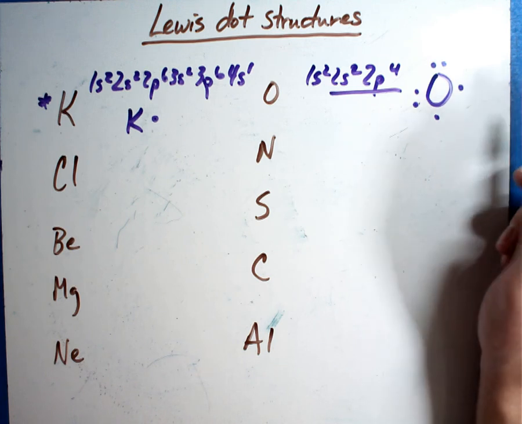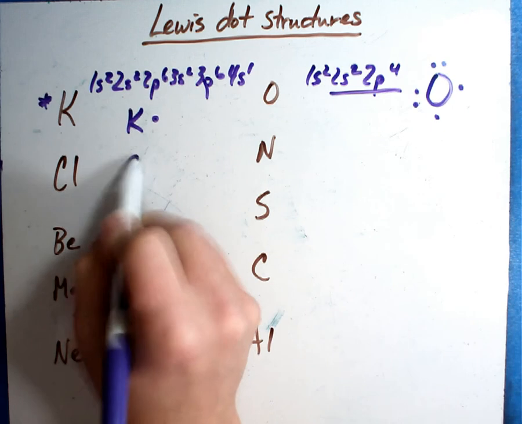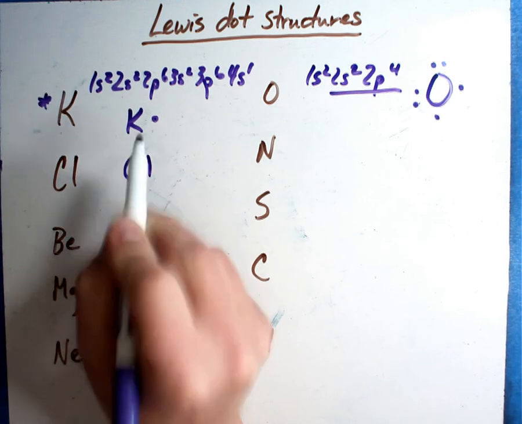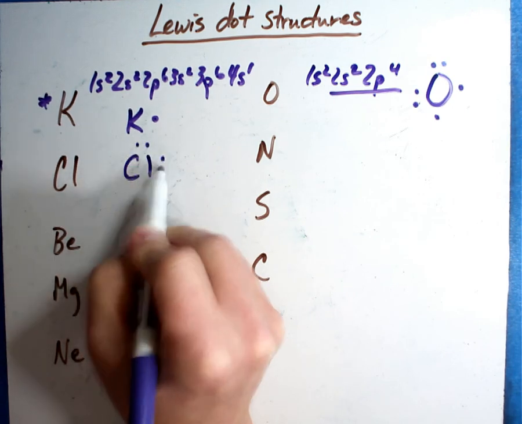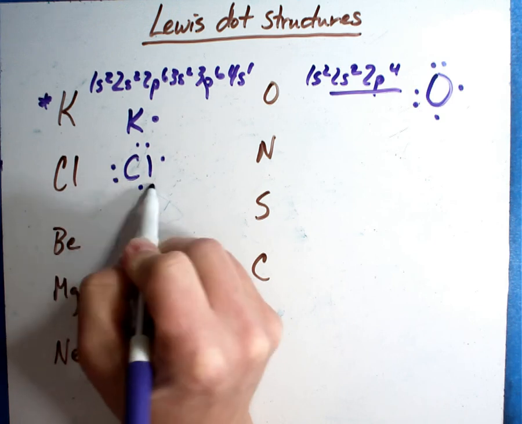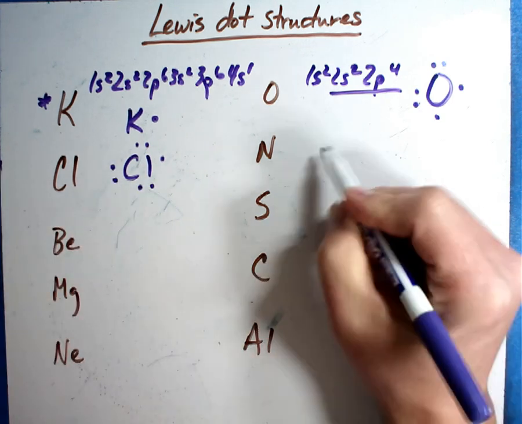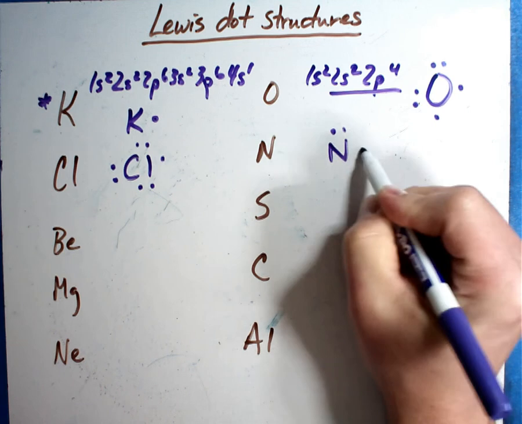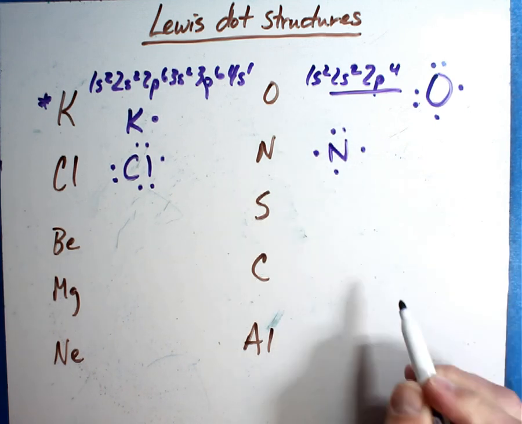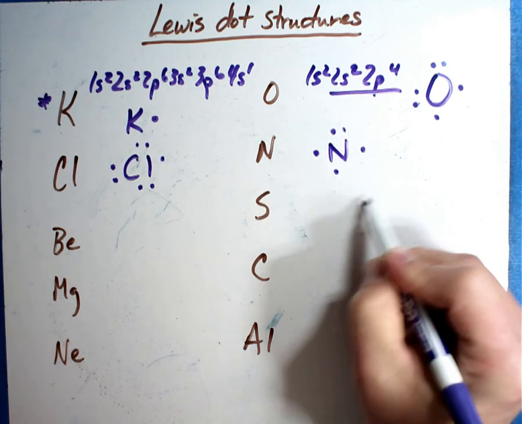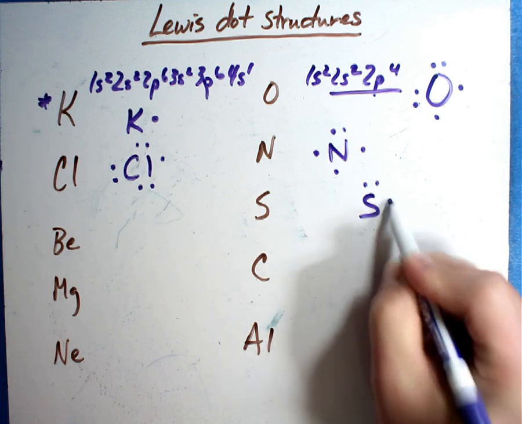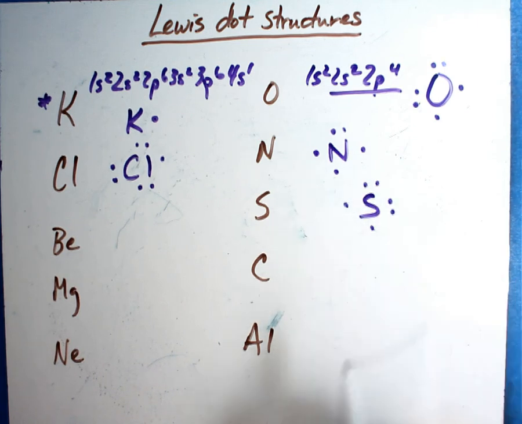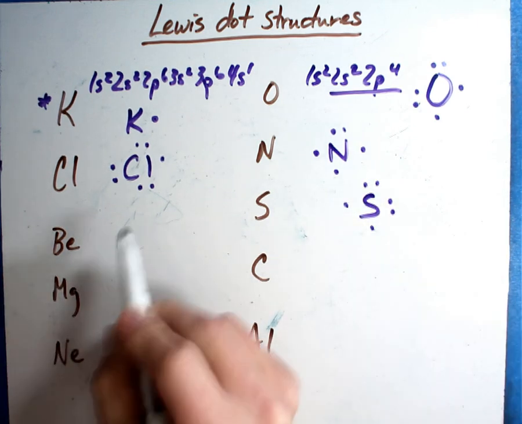All right, so let's check your work from here on. Chlorine should have had 7: 1, 2, 3, 4, 5, 6, 7, if you got that right. Nitrogen should have had 5: 1, 2, 3, 4, 5. 1 pair and 3 singles. Sulfur should have had 1, 2, 3, 4, 5, 6. Beryllium should have 2.